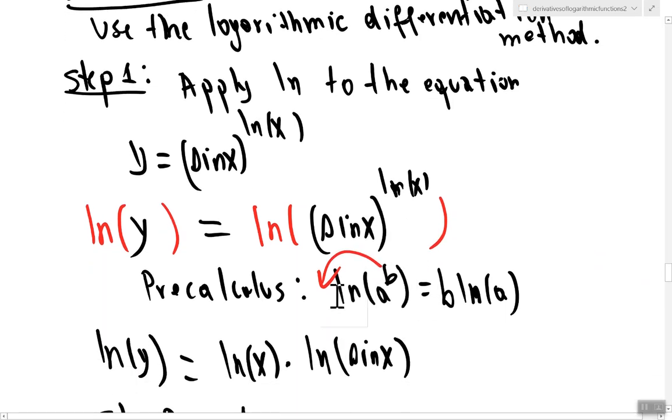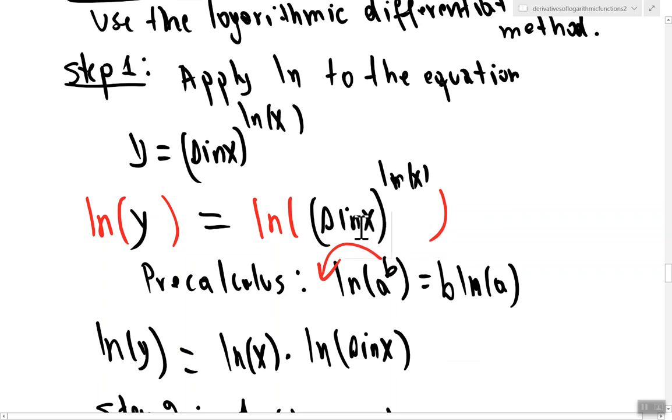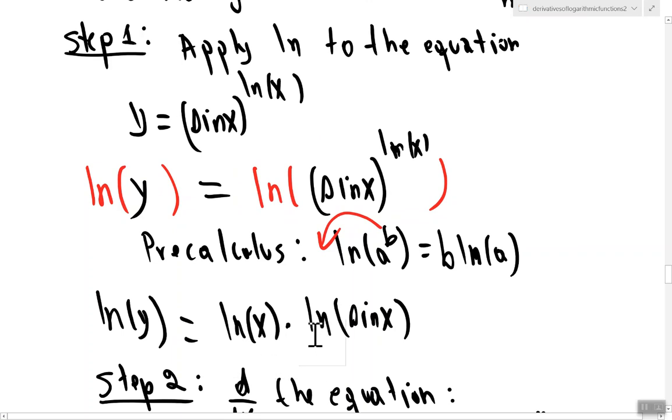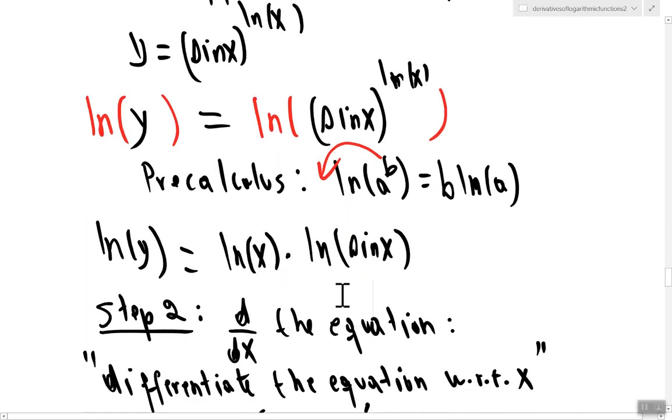Remember this property from precalculus: if you have ln of a raised to the b power, you can drop b right in front of the natural log and get b times ln of a. So we're going to use it here. We have ln of sine of x raised to ln of x, so we can drop this ln of x right in front of ln. So we get ln of x times ln of sine of x. So we are here now. The first step was to apply natural log to both sides of the equation.